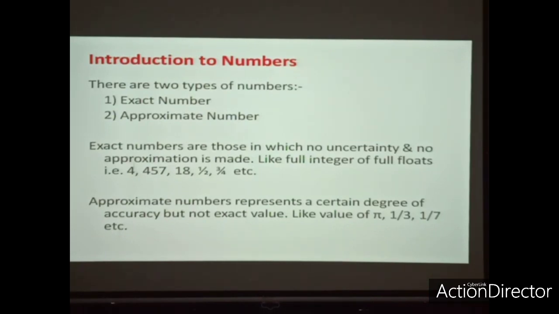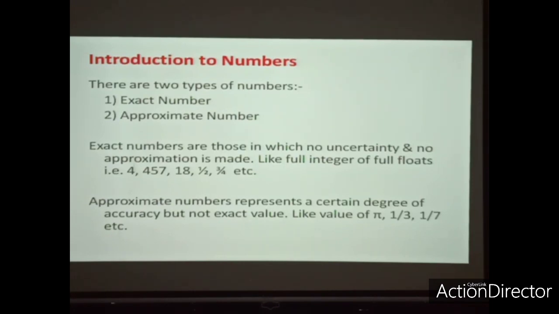While approximate numbers represent a certain degree of accuracy but not exactly, like the value of pi. The value of pi is 3.14 and on, but we consider normally 3.14. Similarly, 1/3 equals 0.33333 and on. Normally we take 0.34. 1/7 we normally round off.